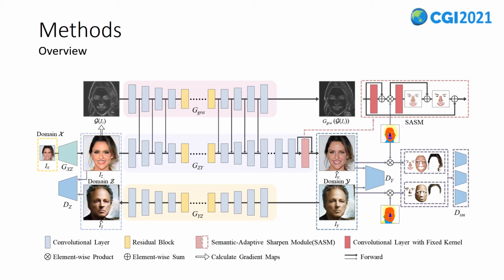The whole network is trained adversarially. The discriminators distinguish the synthesized data from the real data to improve the reconstructing ability of generators. In particular, the proposed semantic guided discriminator DSM can discriminate on different regions respectively, under the guidance of semantic parsing maps. In this way, the semantic guided discriminator enables GZY to reconstruct high-resolution images with diverse details in different facial components.